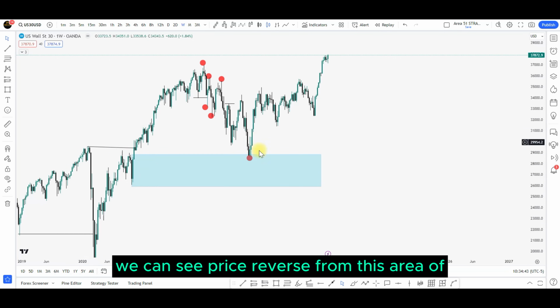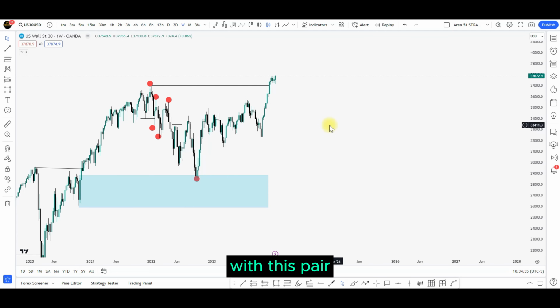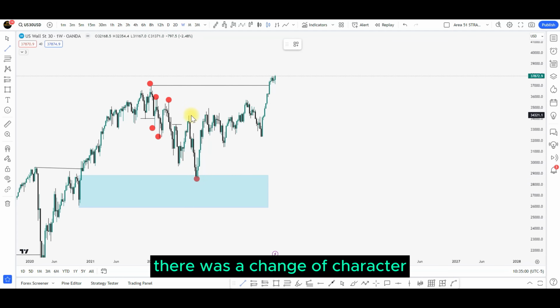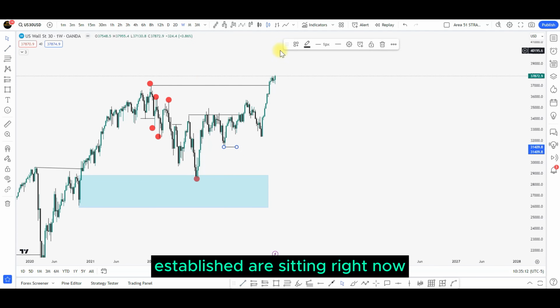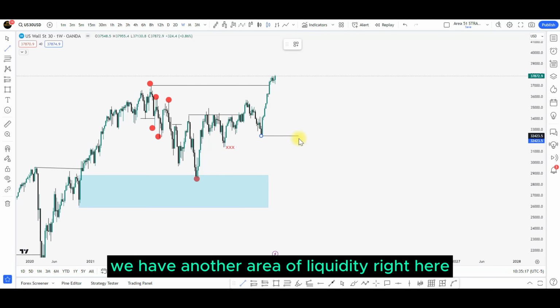the break of structure. We can see price reversed from this area of demand zone, and then after that price created another break of structure. As you can see, there's a lot of manipulation with this pair, and we can also see that once the price created a demand zone, there was a change of character. Once we get this change of character, now price is building what we call, we have an area where stop losses are sitting right now. We have an area of liquidity. We have another area of liquidity right here, inducement.